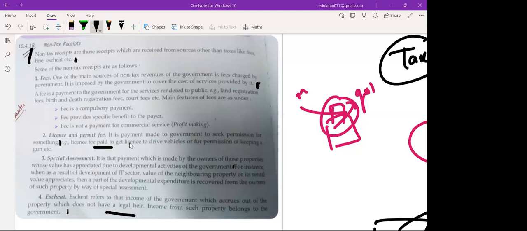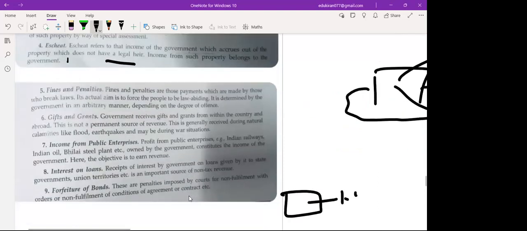Done, ma'am. Scroll up. Till where I have read these things? The all nine. And can you explain the fifth and sixth one? Oh, fines and penalties. They are the payment that when you break any law, you will pay it to the government. Okay? Gift, yeah. And gift is something you receive somewhere, like you went abroad, and in return they give you some gift or something. This is not a permanent source, so you're not sure that every time they'll give you the money or not. Okay.